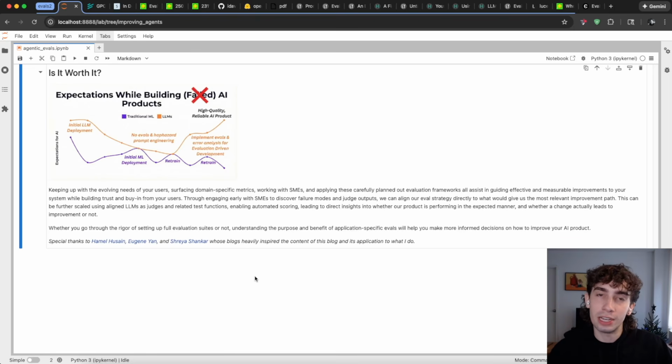Through engaging early on with your SMEs to discover these failure modes and judge outputs, we can effectively align our evaluation strategy directly to what would give us the most relevant improvement path. This is further scaled through using our aligned language model judges and our related test functions, which can help us do the automated scoring and uncovering of direct insights into whether or not our product is performing in an expected manner and whether a change actually leads to an improvement or not. This gives you a clear, measurable direction for the development of your language model-based product and can lead to more successful implementation, scaling, and adoption.